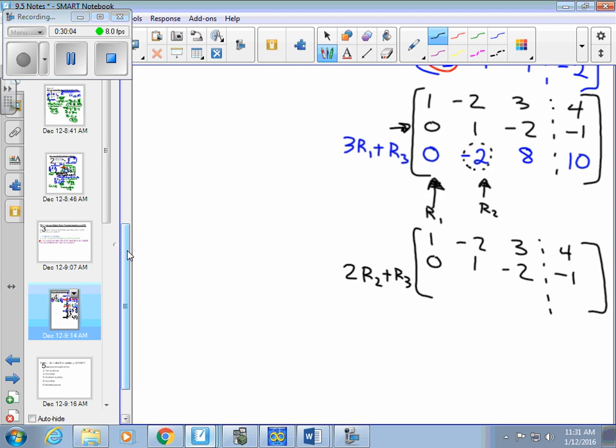So if I go through and I use my row 2, I'm multiplying using my row 2. I've got row 2: 0 times 2 is 0, plus 0. I keep my 0. 1 times 2 is 2. 2 plus negative 2, I create my 0. 2 times negative 2 is negative 4. Negative 4 plus 8 is 4. 2 times negative 1 is negative 2. Negative 2 plus 10 is 8.